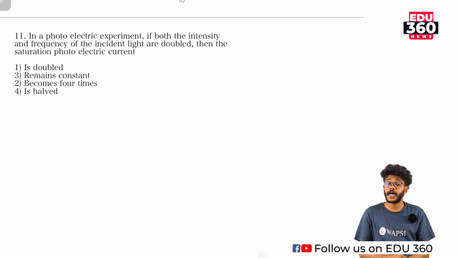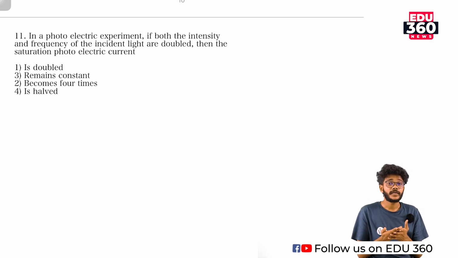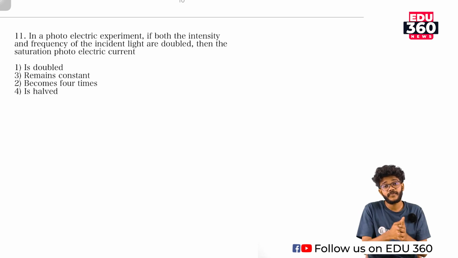Rate of flow of charge. That means it depends upon the number of ejected electrons. Which quantity will increase the number of electrons, frequency or intensity? Intensity means the number of photons per unit area. So if the intensity is increasing, the number of incident photons is increased. That means the number of ejected electrons is increased, so the current is increased.